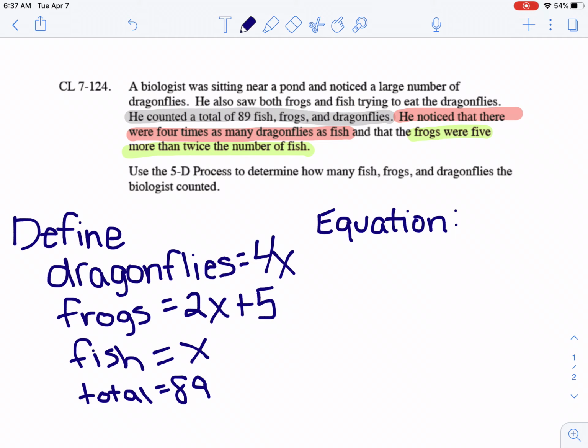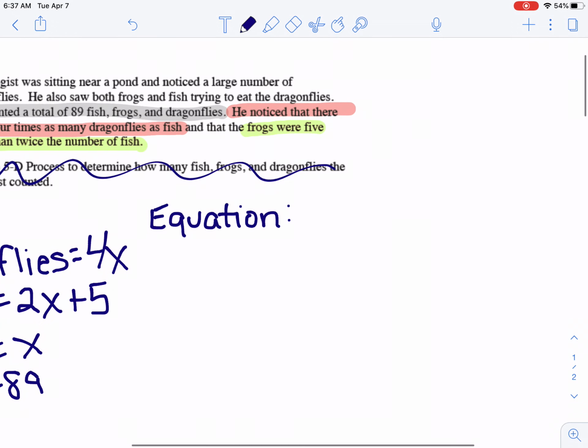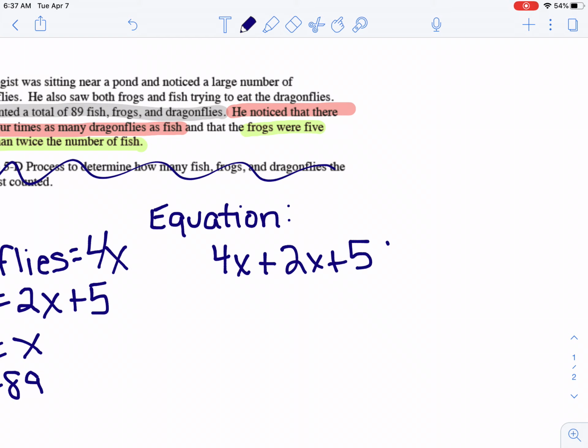And at this point, we're no longer doing the 5D process. So we're going to be setting up the equation, which is why I just did a define. And so our next part is to take those pieces and write one single equation. So I have my dragonflies plus my fish plus the frogs, and I'm adding them all together.